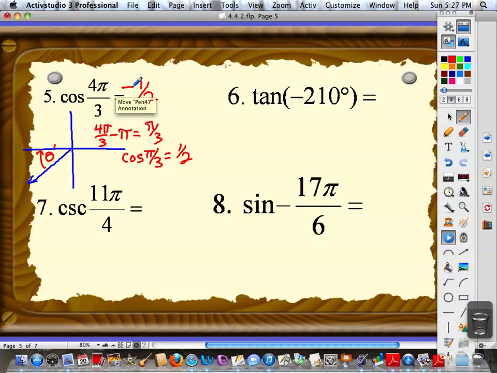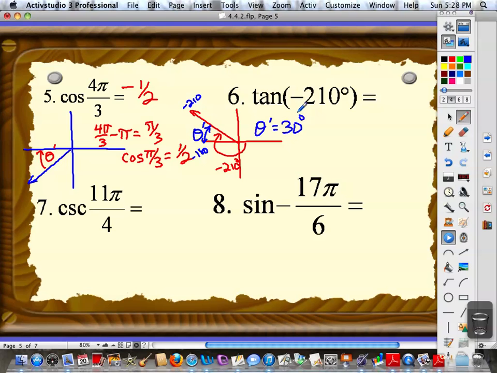Number 6, tangent of negative 210. Well, negative 210, that's a little past 180, so that's going to be over here somewhere. Okay, there's negative 210. So I need the reference angle. The reference angle is going to be the angle in between the terminal side and the x-axis. Well, the x-axis was negative 180. This was negative 210. So what is the positive difference between those? How far are they away? Well, theta prime is 30 degrees.